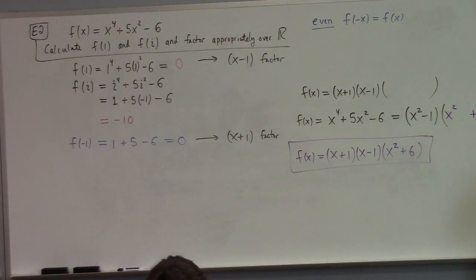And there you have it. This polynomial now is completely factored over the reals. Remember, x squared plus 6 is a prime polynomial, right? We can't break that down further. Are we good?